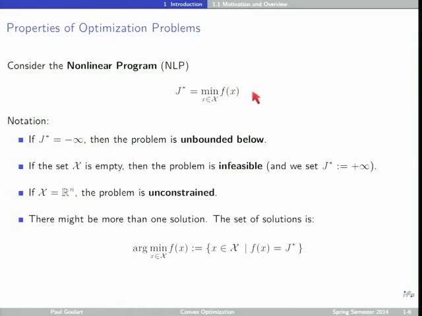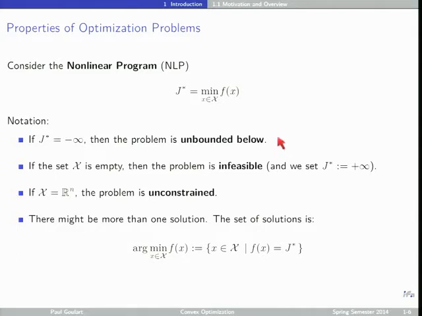So we have an optimization problem, and we want to talk about what the generic features of this problem are. Suppose that I can solve it, and I can make this value arbitrarily negative. Then I would say that J star, which is the value of this problem, is minus infinity, and so I say that the problem is unbounded below. So there isn't any solution to the problem because I can always choose some x that makes it even more negative than any x you might pick.